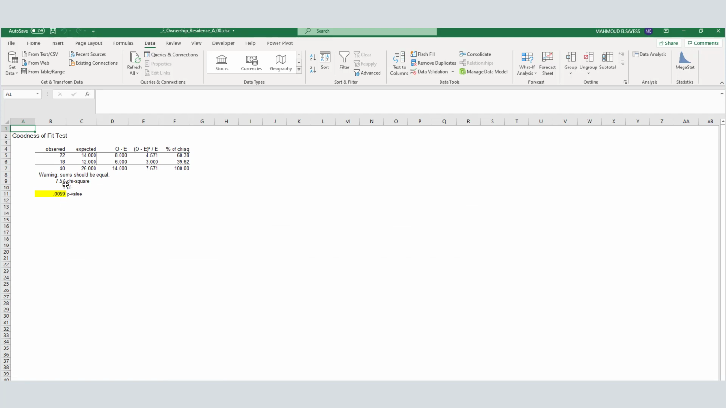And the chi-square is 7.57, and degrees of freedom is 1. Why? Because you have two variables, 2 minus 1 is 1. Thank you.